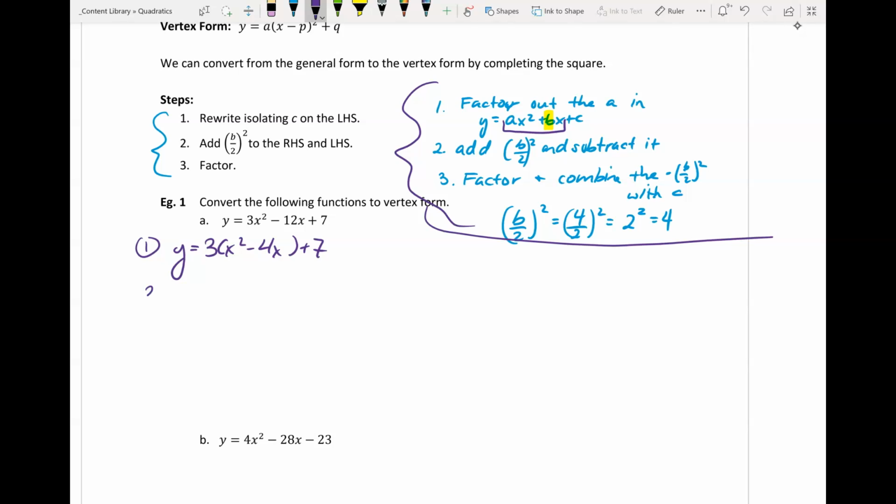Now my second step is to add b over 2 squared and subtract it. In this case, my b is 4, and I did that over here on the side. So that's 4 divided by 2, which is 2, then squared, which is 4. So I'm going to add and subtract 4. And notice I'm doing that on the inside of the bracket.